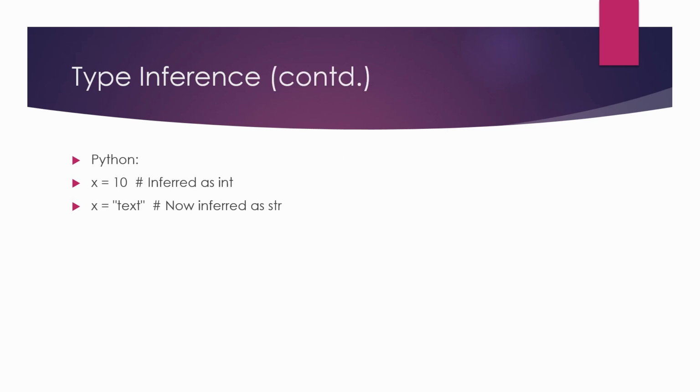In Python, the type is inferred at runtime. If you assign an integer to a variable, Python infers it as an integer. Later, if you assign a string to the same variable, it infers the type as a string. While this makes the code more flexible, it also requires careful attention to avoid type-related issues.